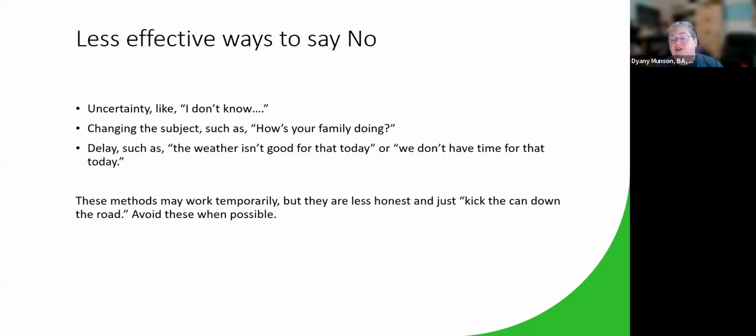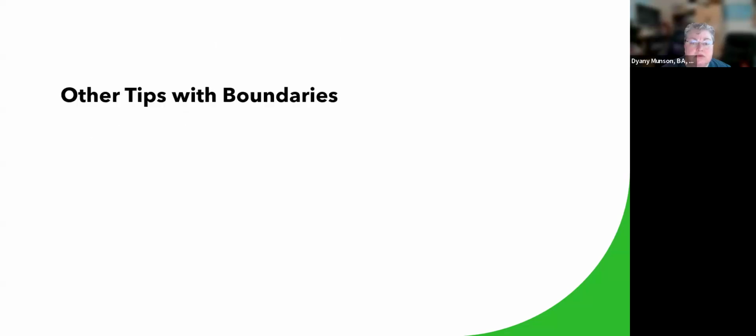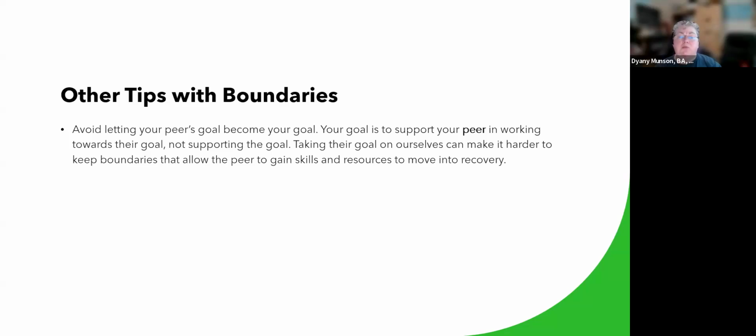Changing the subject can cause feelings of invalidation. Oh yeah, absolutely. It's dismissing the subject, and it can be very rude. So, some other tips: we want to avoid letting your peer's goal become your goal. Your goal is to support your peer in working towards their goal, not supporting the goal. Does that make sense? You never are there to support the goal. You are there to support the peer reaching towards the goal.